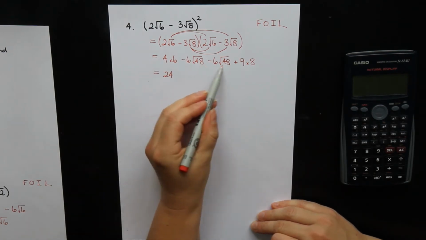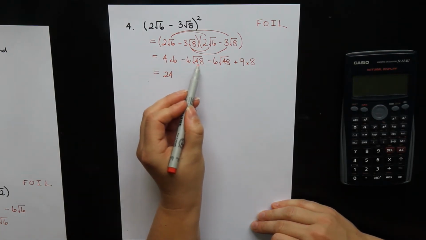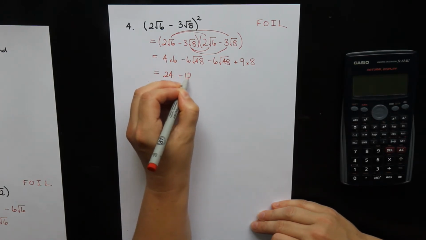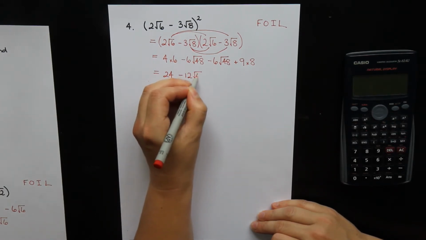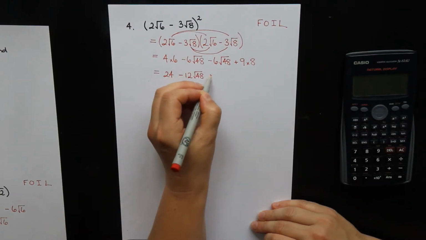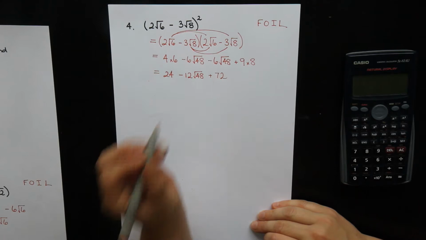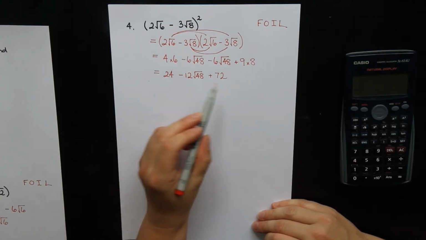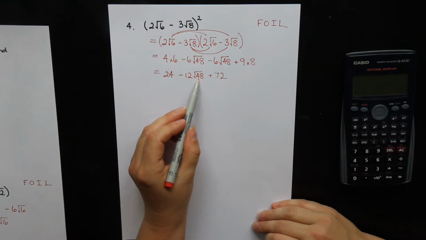Now, these are actually like surds. Minus 6 root 48 minus another 6 root 48 makes a minus 12 root 48. And then we have 9 times 8, which is 72. Now we're almost finished, but we can collect these up, and we can also simplify this surd.